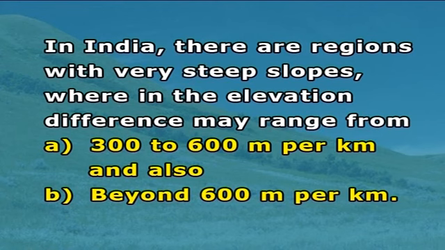And the final category of slope is the extreme end category, that is, the land of very steep slopes. In India, there are regions with very steep slopes wherein the elevation difference may range from 300 to 600 meters per kilometer and also beyond 600 meters per kilometer. Most of the elevated mountains and hills of peninsular India and the northern mountain ranges possess such very steep slope terrains.